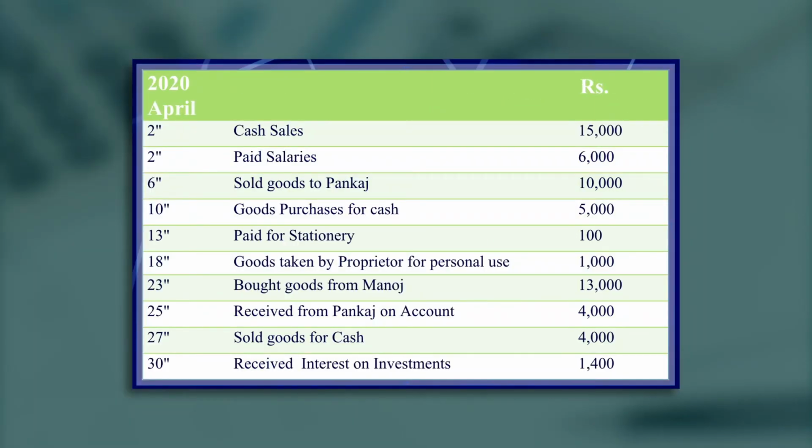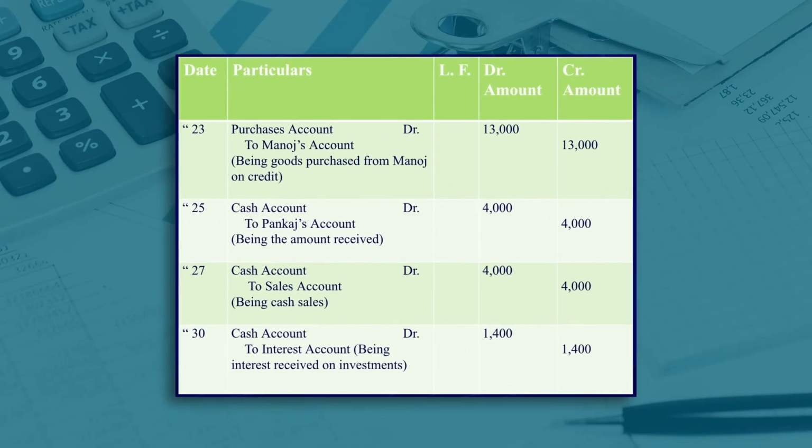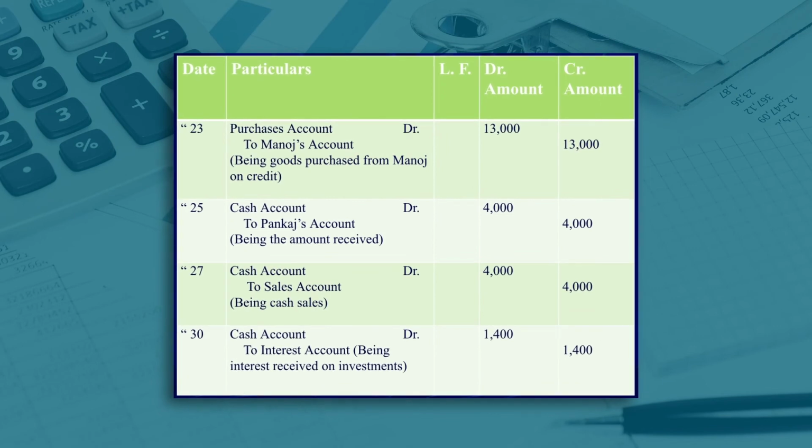next transaction is purchases account debit to Manoj. So, you will find 13,000 rupees in the debit side of purchase account and 13,000 rupees in the credit side of Manoj account. So, kindly check it. In the debit side purchase account 13,000 rupees in the debit side, and similarly you will find 13,000 rupees in the credit side of Manoj account. Kindly check 13,000 rupees in the credit side by purchases.